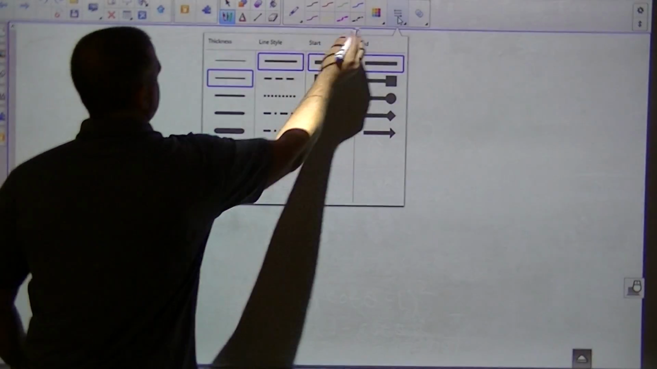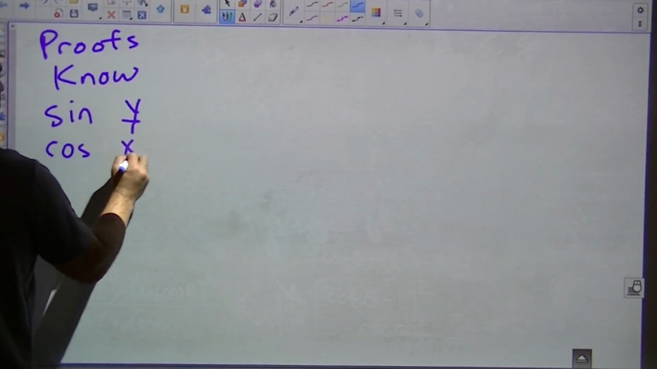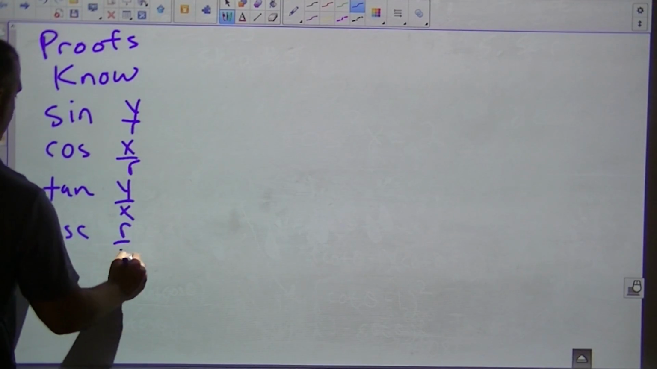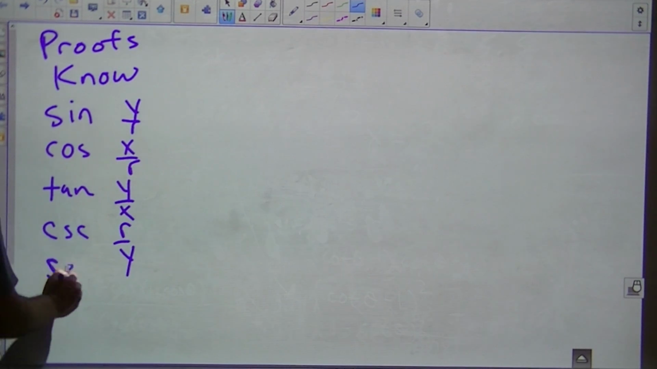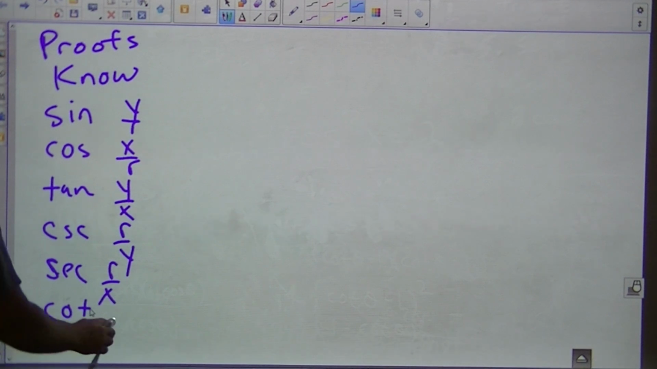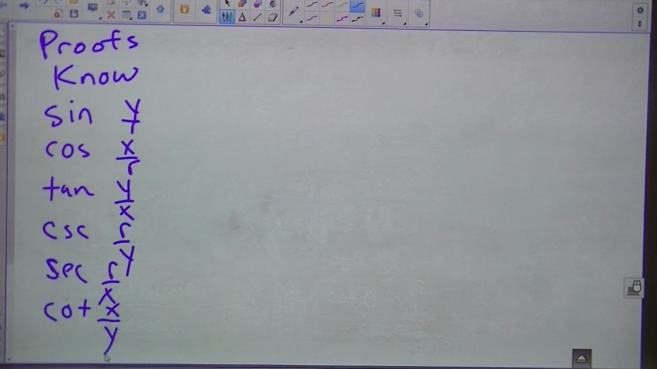So if you start on the proof side of it, what you're going to need to know are the conversions. Sine is going to be y over r, cosine will be x over r, tangent will be y over x, cosecant will be r over y, secant will be r over x, and cotangent will be x over y. Just make sure that you guys can see that. It's on the video screen.